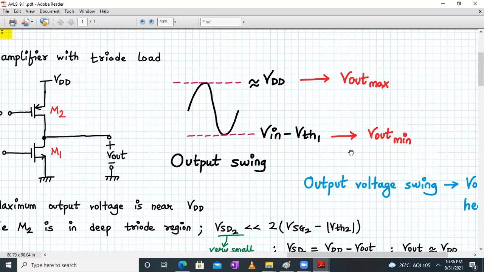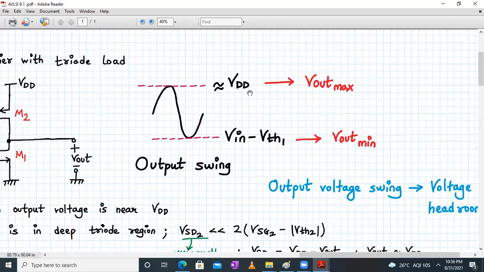Hence the output voltage swing is between VDD and V in minus VTH1. Okay, that is your V out max and V out minimum. So if someone wants to write the peak to peak value, what will it be? V out max minus V out minimum.